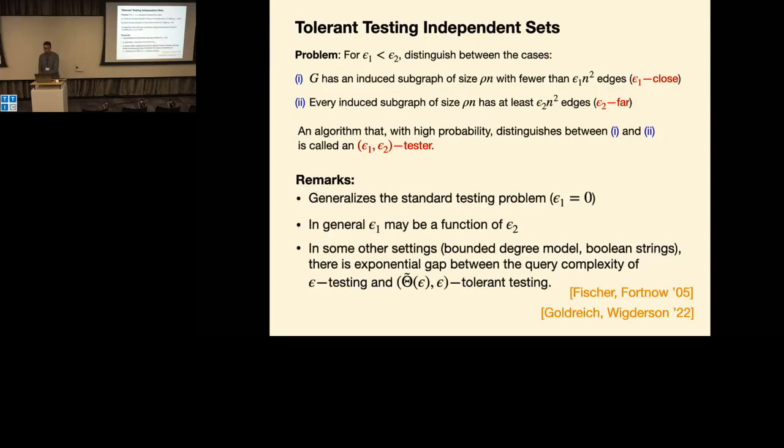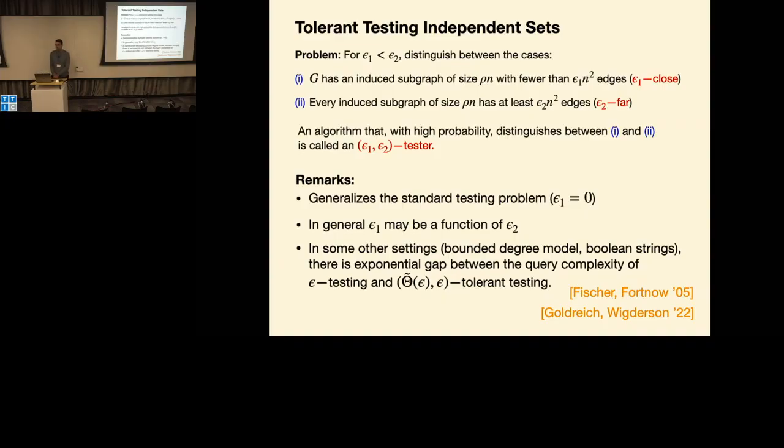So a few things to note here. This is nice because it generalizes the standard testing problem. If we plug in epsilon 1 is 0, then we just get the standard testing problem. But in general, epsilon 1 may be a function of epsilon 2, and one parameter range of interest is when epsilon 1 is roughly on the order of epsilon 2.